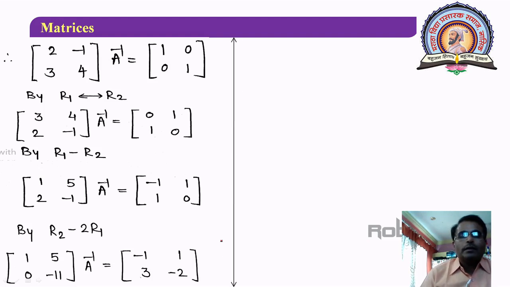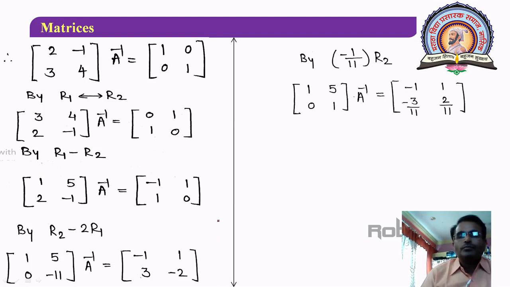Then in the next step, you have to consider minus 1 by 11 times R2. Now you have to make this element 1, and for that you have to divide the second row by minus 11. So if you divide the second row by minus 11, here 0 by minus 11 is 0, minus 11 by minus 11 is 1. Similarly 3 by minus 11, that is minus 3 by 11, and minus 2 by minus 11 is 2 by 11, the minus signs get cancelled. So this is your next step.